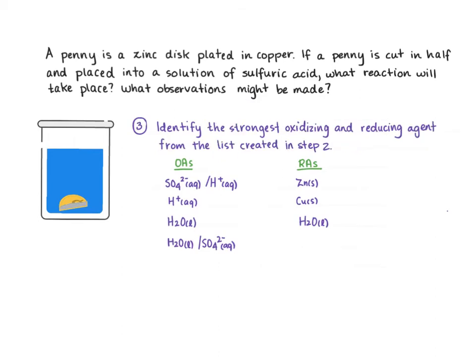Step 3 is going to be identifying the strongest oxidizing and the strongest reducing agent from the list created in step 2. So our strongest oxidizing agent is going to have the highest E0 value. It's going to be quite high. Our strongest reducing agent will have the lowest E0 value from that table on page 7. So looking at that table, we're able to rank and see that the strongest oxidizing agent is the combination of sulfate and hydrogen ions, and the strongest reducing agent is zinc.